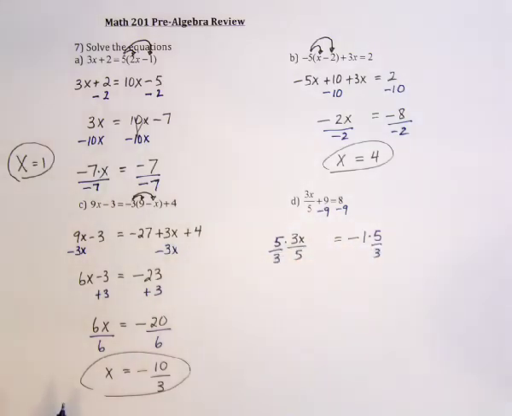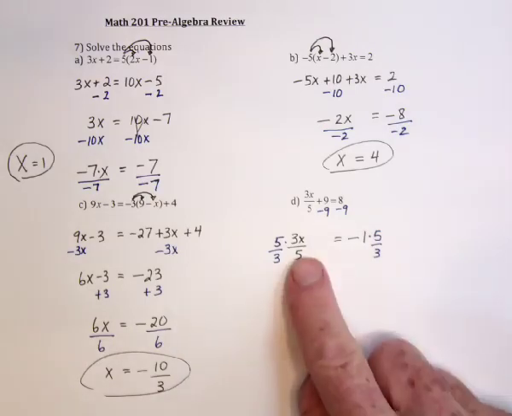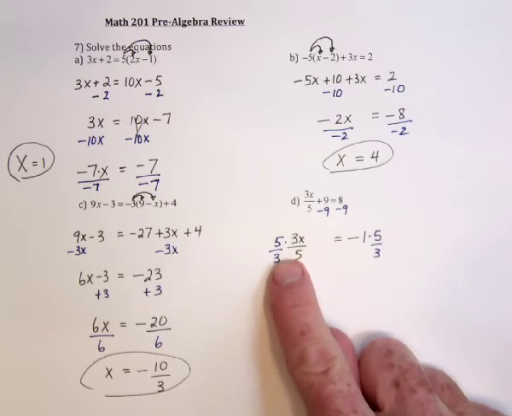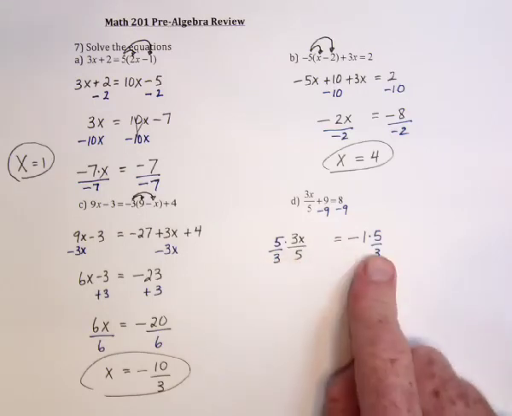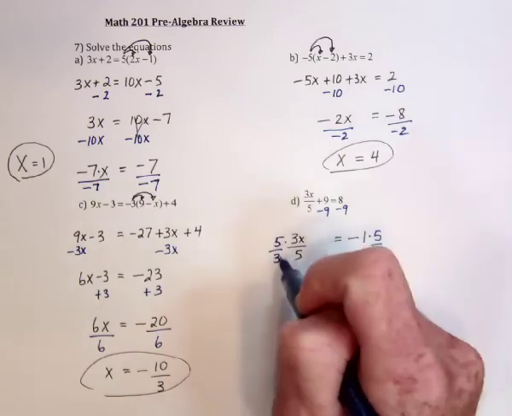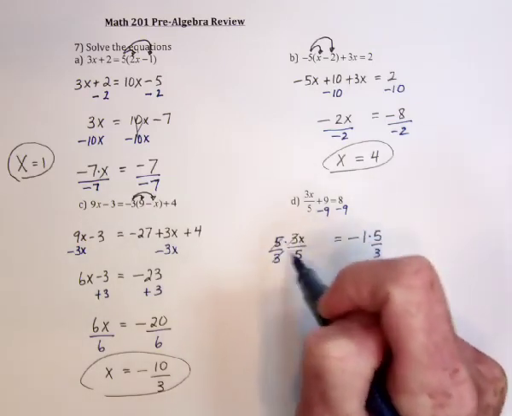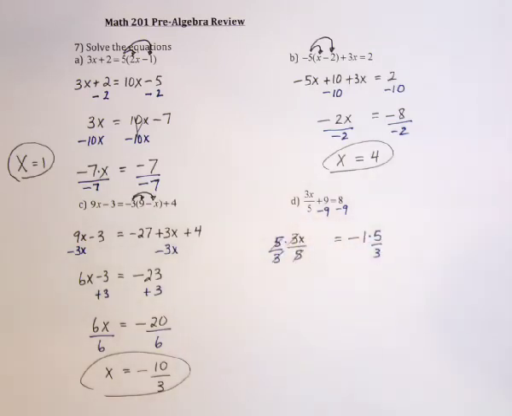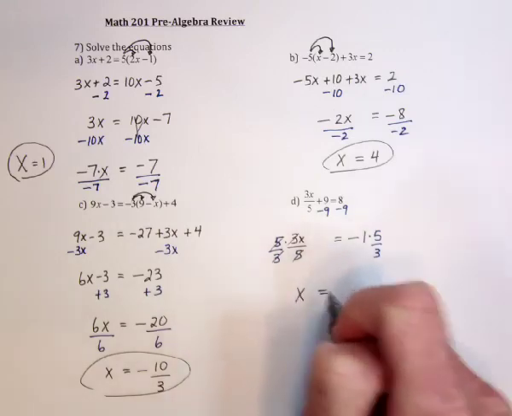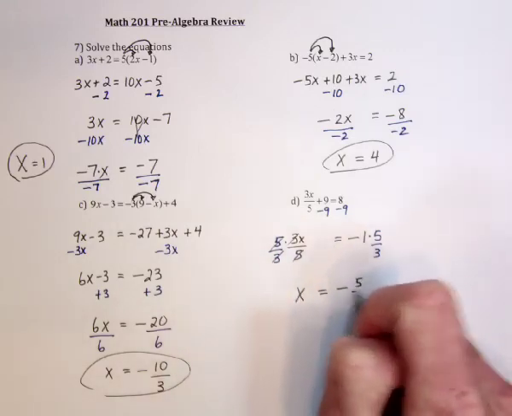So you could do it in those two steps, or whenever you have a fraction sitting in front of the x as it is, 3 over 5, you just use the reciprocal, 5 over 3. So multiply by 5 over 3 here, multiply by 5 over 3 here, and then the 3s will cancel each other, the 5s will cancel each other, and we've got just x is equal to negative 5 over 3.